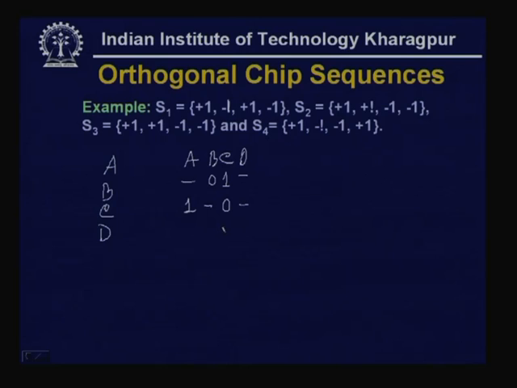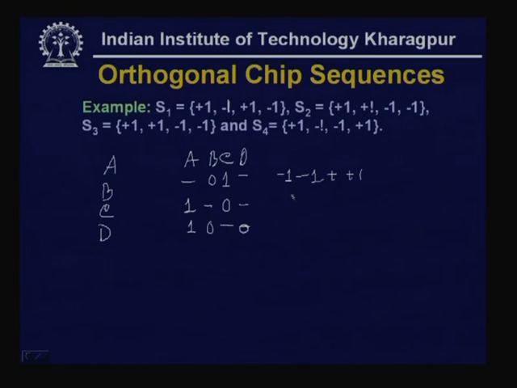Third example is C is not transmitting, A is transmitting 1, B is transmitting 0, C is not transmitting and D is not transmitting. Now, what will be the composite signal in the 4 cases? So, for B you have to multiply with this, that minus 1. So, it becomes minus 1, minus 1, plus 1, plus 1.